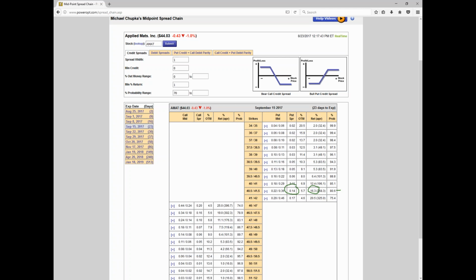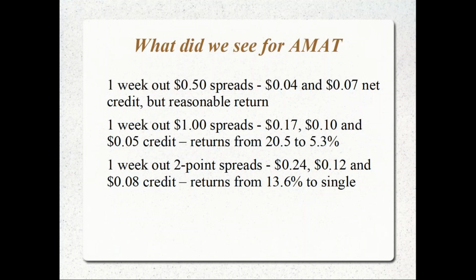Now, what does this have to do with really anything? Well, it has to deal with us looking at our expectations, reasonable expectations. So what did we see? Well, the 1-week out spreads offered between a 4 cent and 7-cent net credit with a reasonable return and still the probability we'd want. Now we go to the dollar-point spreads, increase the spread width, increase the margin, and we go to about 17 cents, 10 cents, and 5 cents in a reasonable range of 70% probability or higher. We still see double-digit returns, but down to single digits. And so the 2-point spreads, of course, gave us better net credit, but the returns are statistically lower.